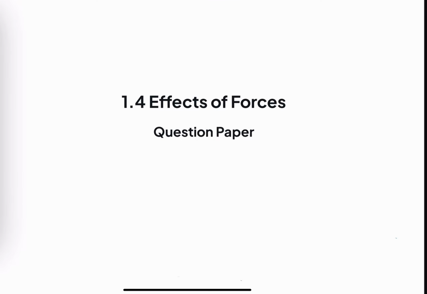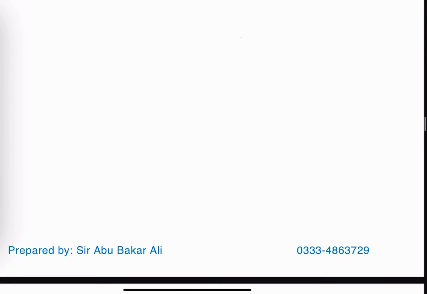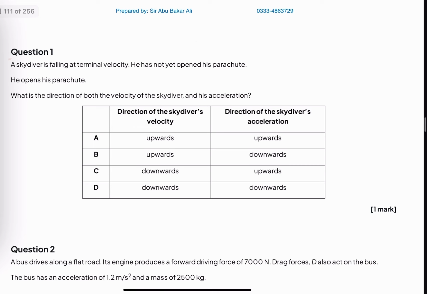Okay, we are going to start topical past paper questions of topic forces. Starting with the first question, we have a statement of the question that a skydiver is falling at terminal velocity. He has not yet opened his parachute. He opens his parachute. What is the direction of both velocity of the skydiver and his acceleration?